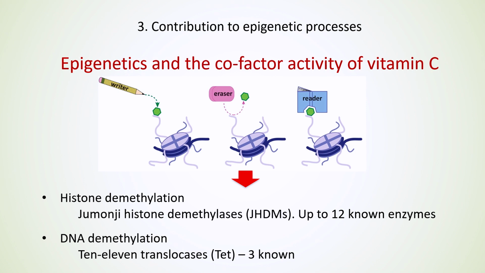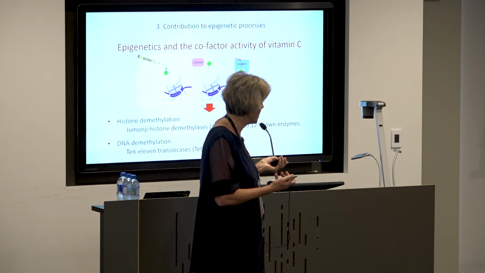The third example is something that's quite recent, and it's these histone demethylases, the epigenetic enzymes. Now these are enzymes that also need vitamin C as a cofactor. The epigenetics either puts marks on the DNA or on histones, removes those marks, or reads those marks. These enzymes belong to this category here. They remove the things that block gene expression. That detail doesn't matter so much. At this point, there are up to 12 of these enzymes and 3 of these known.